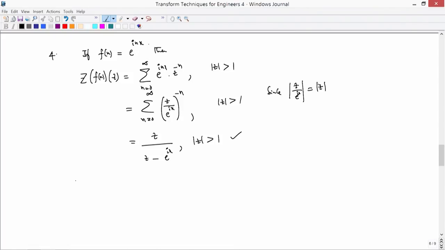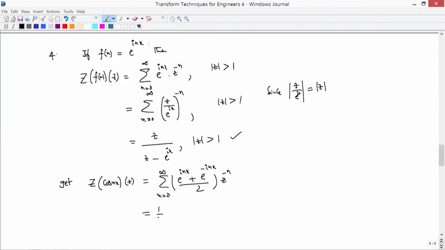From this you can easily see the z transform of cos n x and sin n x. The z transform of cos n x as a function of z is the real part of this. So how do I get this? Once you have this, you can apply the definition. Instead of cos n x, you write e power i n x plus e power minus i n x divided by 2, times z power minus n. So you have two sums.